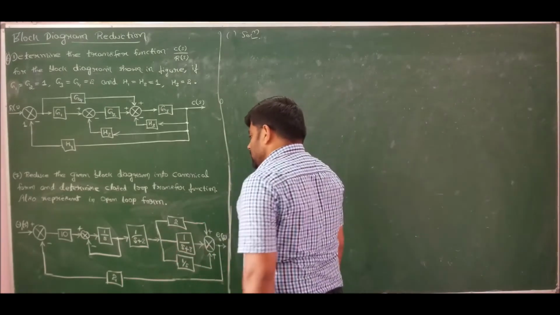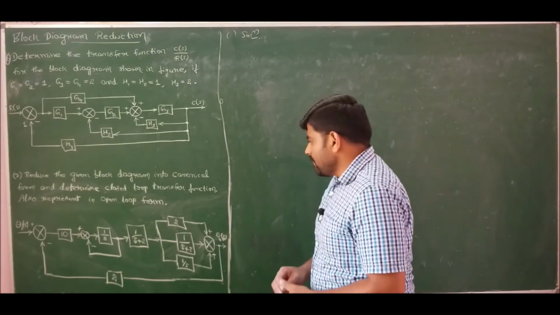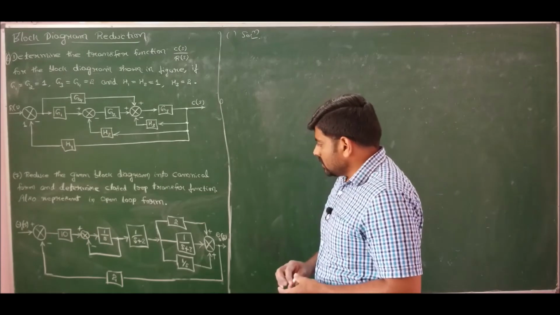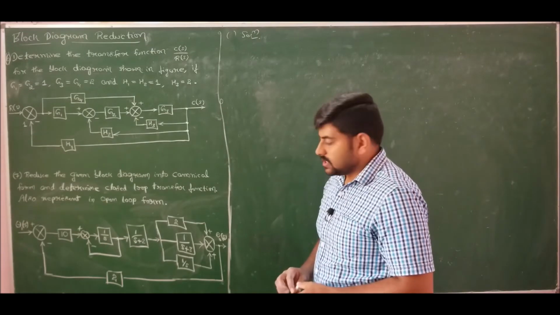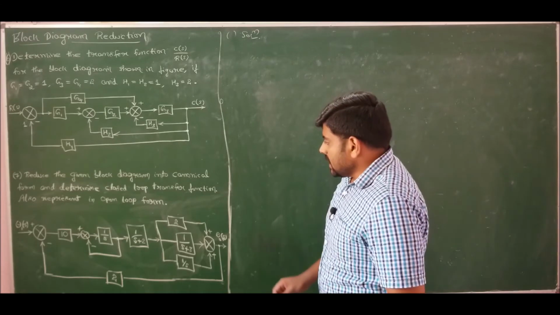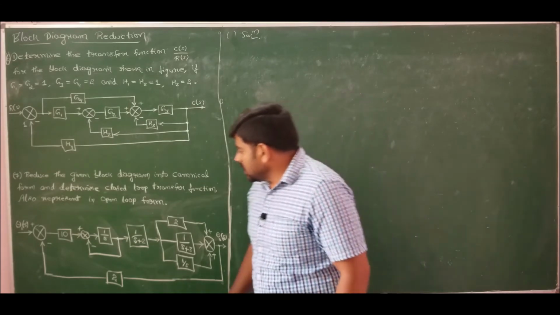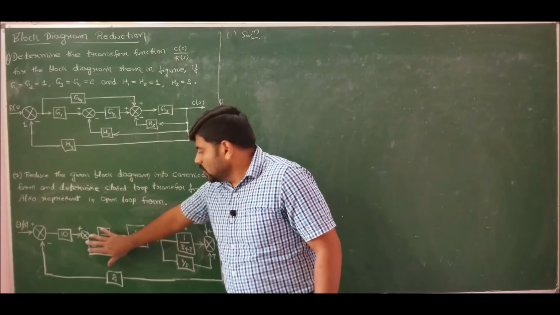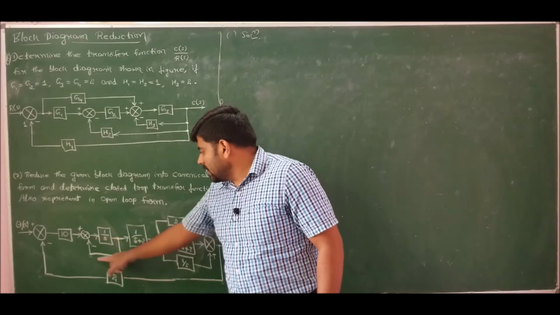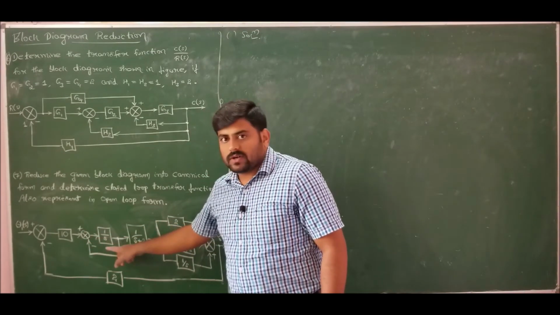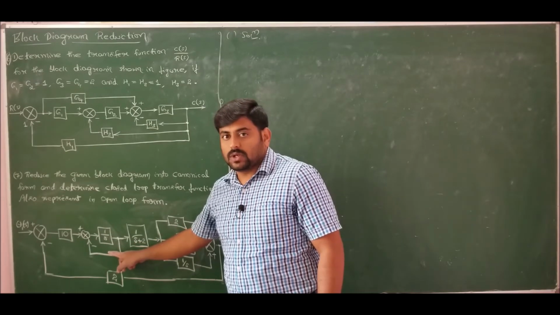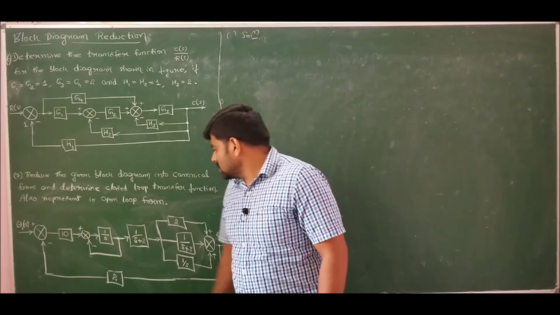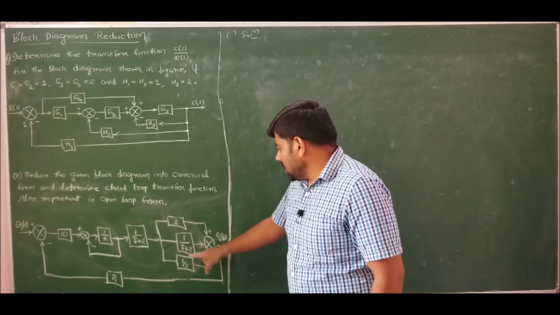It is a direct problem. It has been given in clear cut form. There is no combined summing point or takeoff point, so directly we can solve this problem. If you clearly observe, this is a loop. We have one forward path and one backward path, each having only one block. If nothing is there, it means that it is a unity feedback. We know that.